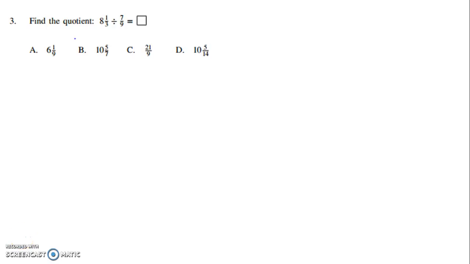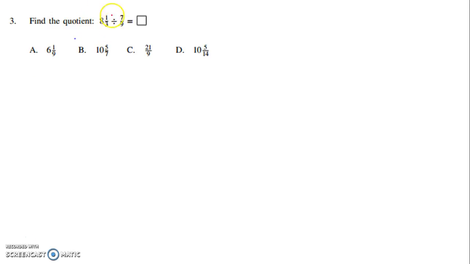This video is to help you with number 3 on CR Helper number 23. It says find the quotient 8 1/3 divided by 7/9. Now in past CR Helpers videos, I showed you how we could do this using a number line. For today, I'm just going to show you using the standard algorithm.